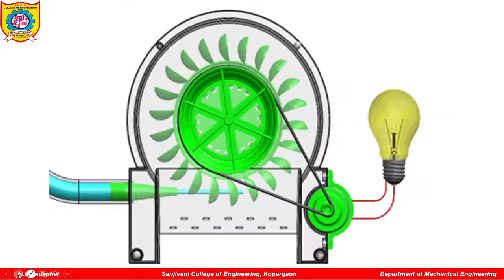So this is a Pelton wheel turbine. You can see here a jet is used. When the jet strikes the blades, cup shaped blades will rotate and electricity is produced with the help of a generator.